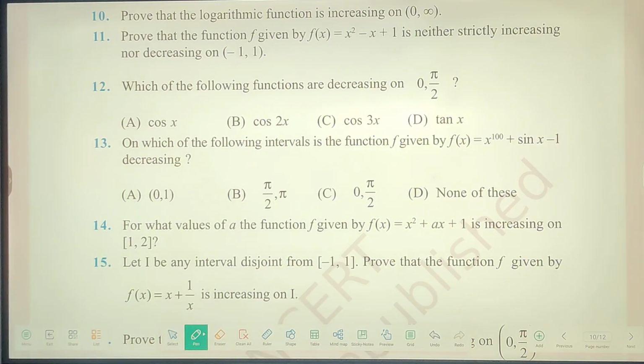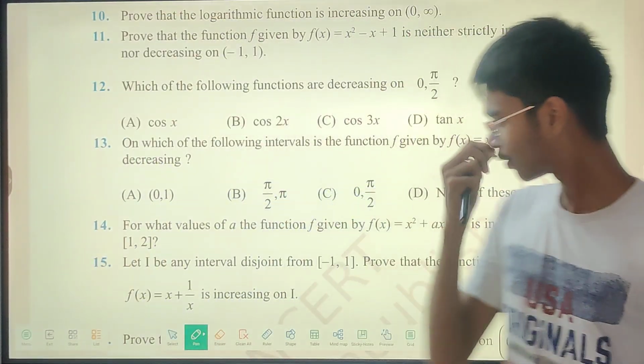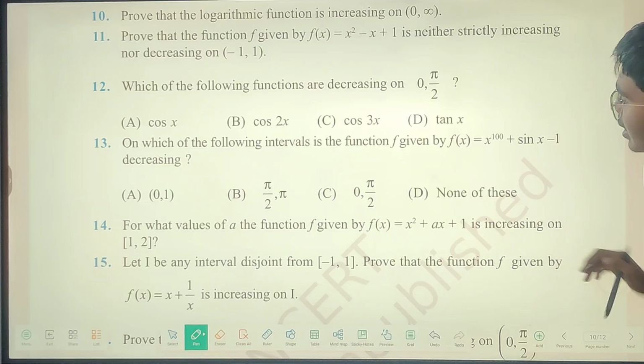Okay, I'm very hungry. We will continue from 15 to the last 3 sums in the next part.